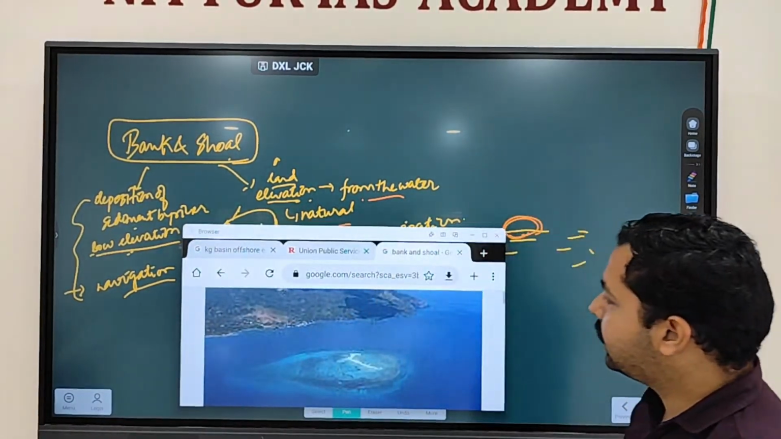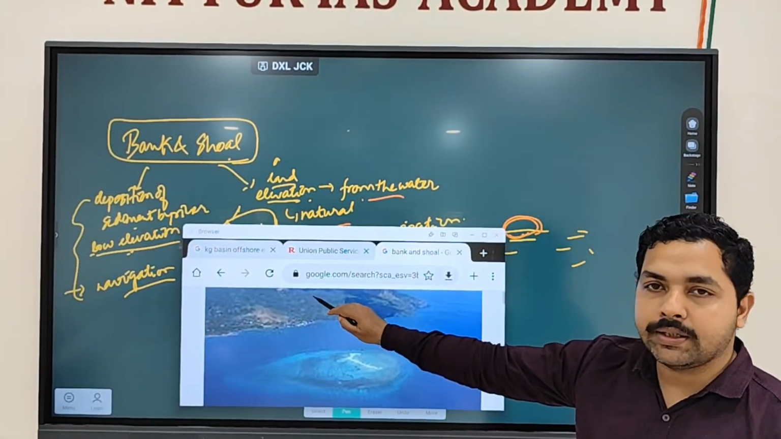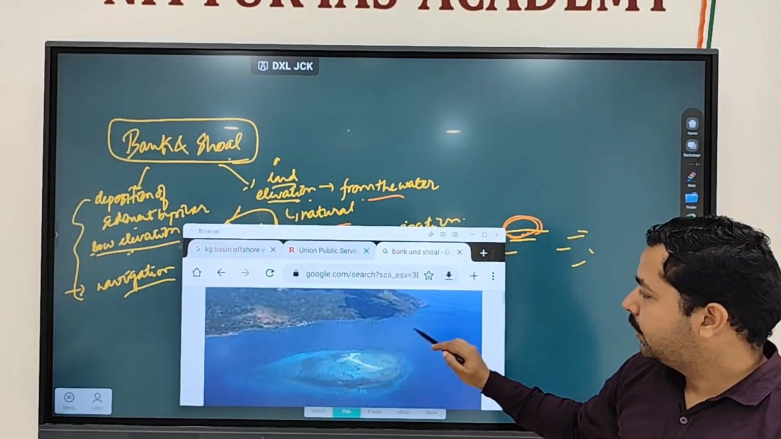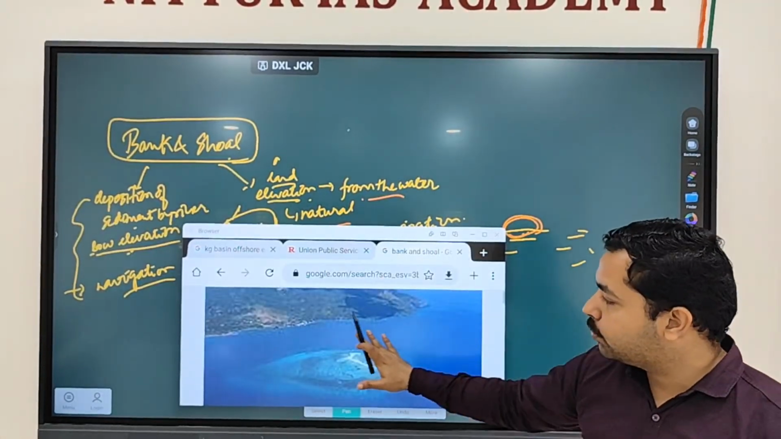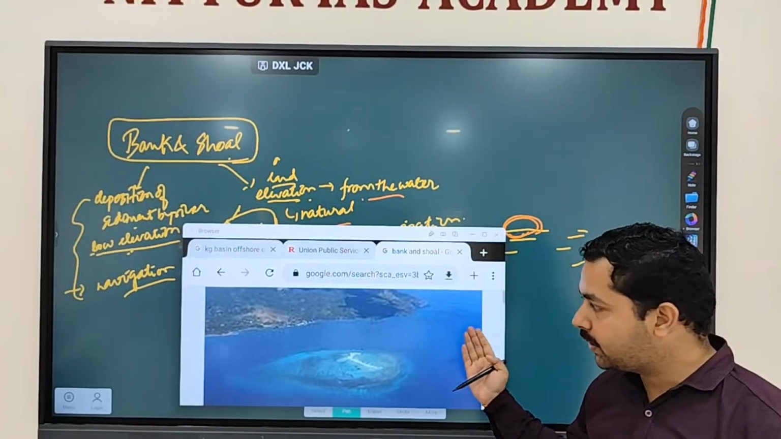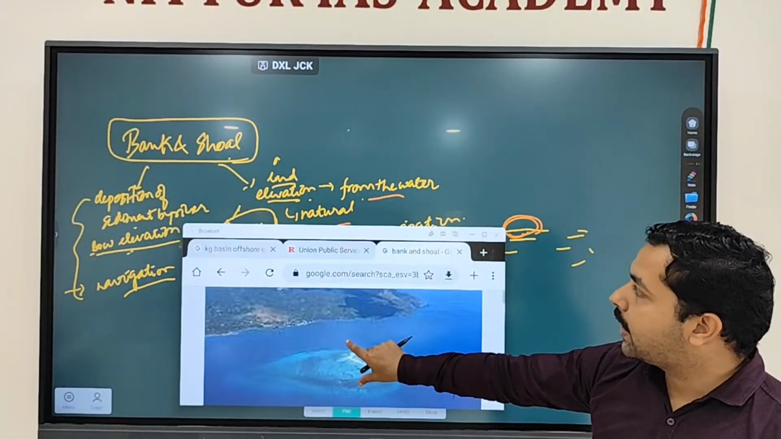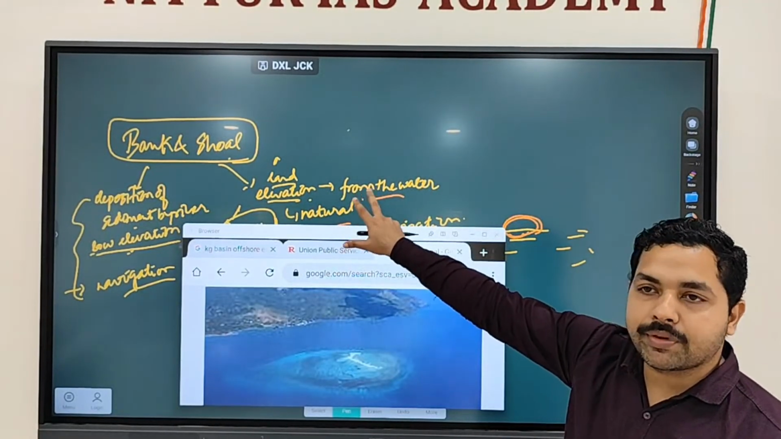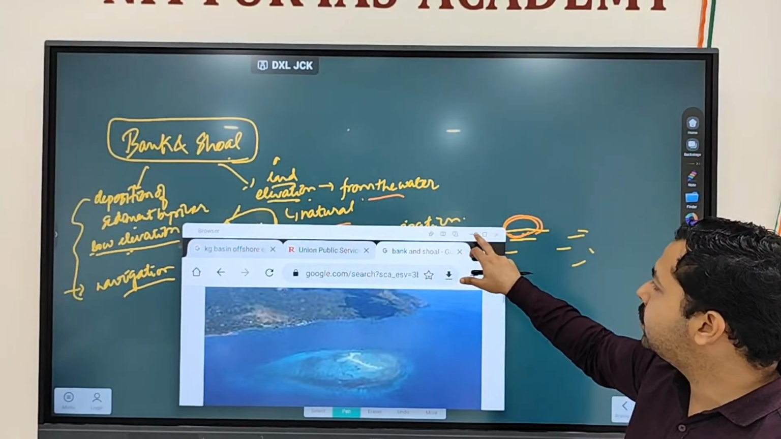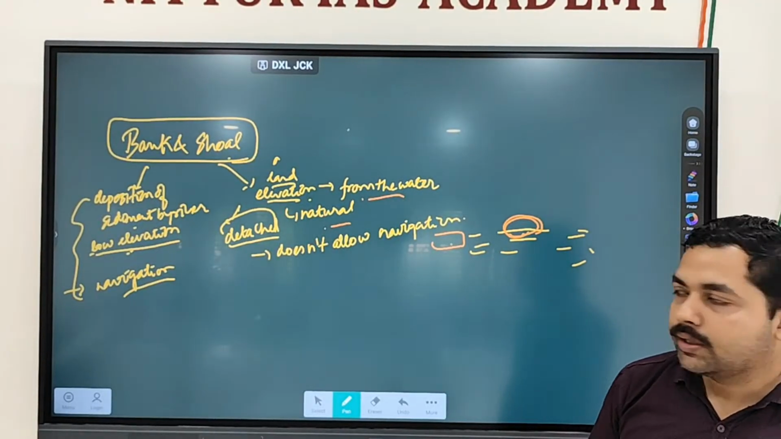now you can see this figure. This is a detached elevation of land away from the land. This is a detached part, and when it is a detached part, you can't move ships and so on over here because the water level is not there. When the water level is not there, navigation is not possible. Clear? So it is a high elevation coming from the water. It is created due to natural process, and that's why it doesn't allow navigation.